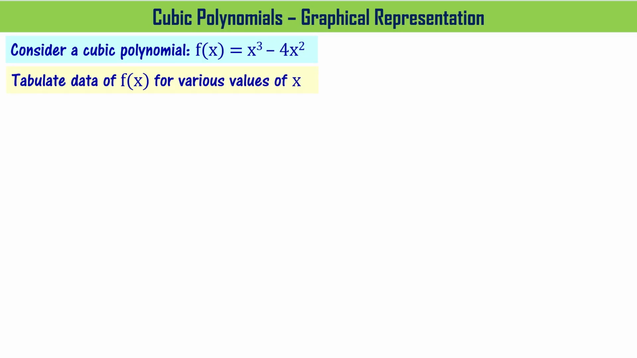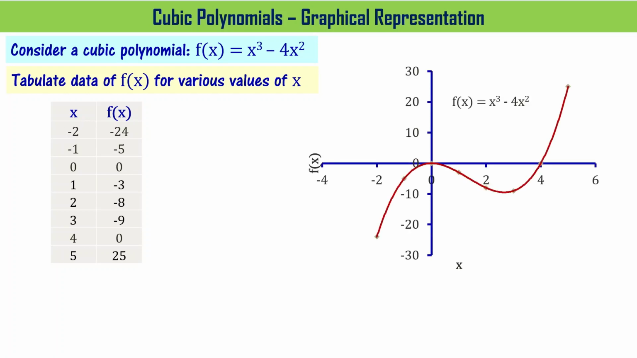Let's consider another cubic polynomial, that is f of x equal to x cubed minus 4x square. When you tabulate data for f of x for various values of x, you get a table like this. I have chosen x equal to minus 2 to 5 and tabulated the values of f of x for all these values of x. And when you plot it, you get a figure like this.